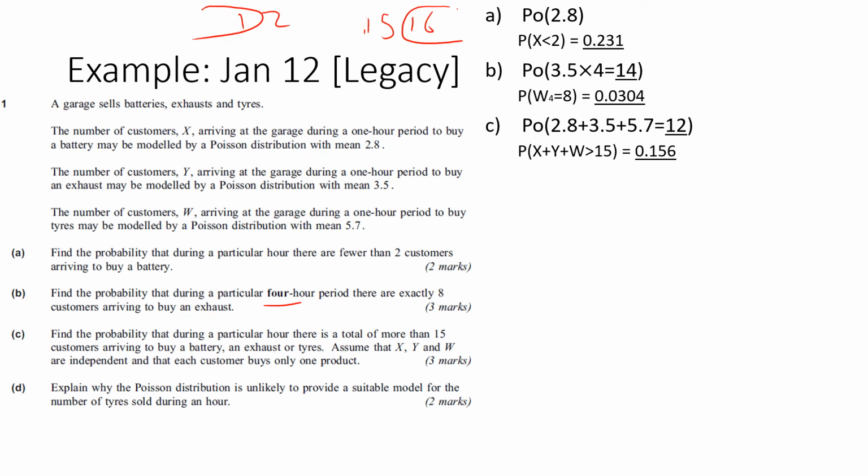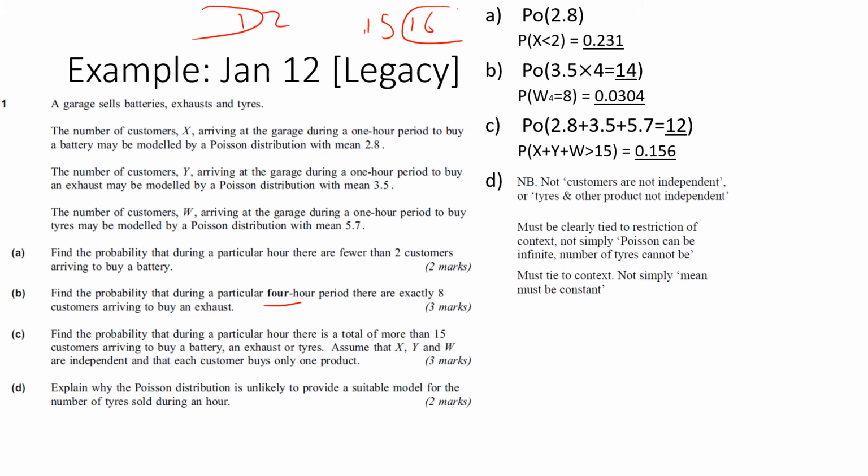Why is Poisson unlikely to provide a suitable model? Well, for the number of tyres, not the amount of customers, but the number of tyres. You tend to buy and sell tyres in multiples, don't you? Yeah, you tend to replace all 4, or there tends to be an offer, buy one, get one half price. So the event of one tyre to another tyre is not independent. People tend to buy them in groups.